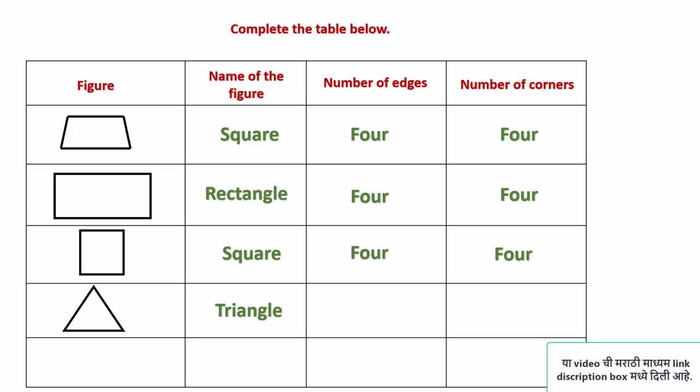Number of edges is 3. Number of corners is 3. Look at this picture. This is a circle. Number of edges is 0. Number of corners is 0. It means circles have no corners and no edges.